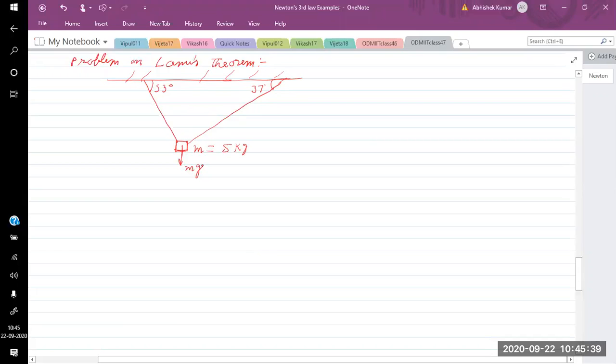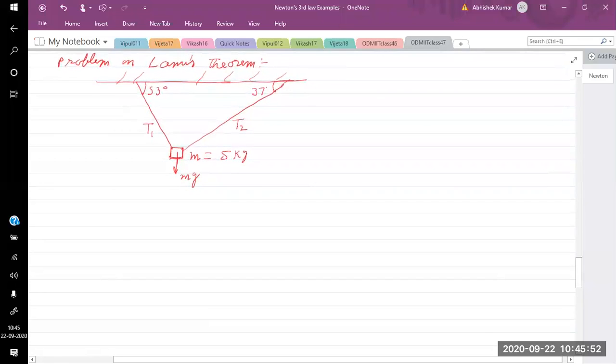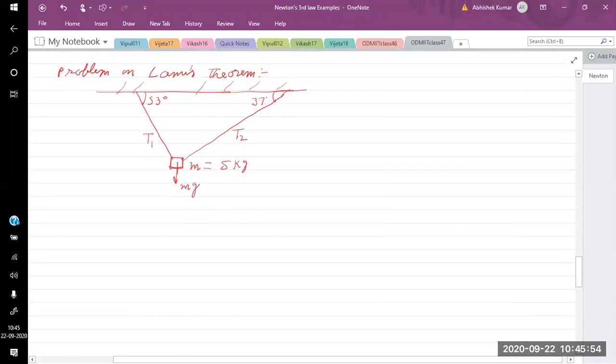So what are we provided with? We are provided with an object of weight mg which is tied with two strings. Suppose the tensions are T1 and T2. We need to find these two tensions. So how do we find the tension in the two strings? We will use Lami's theorem.